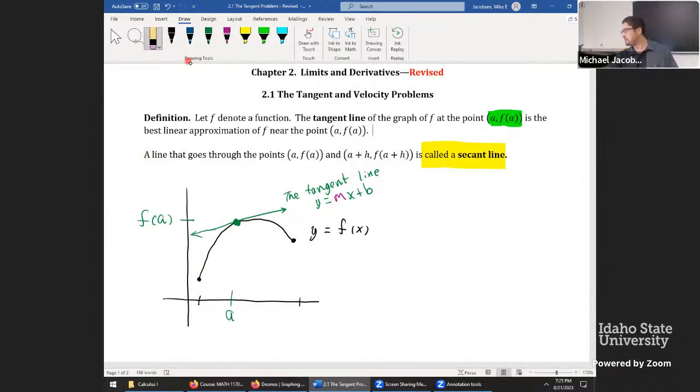Okay, so let's go next to the second portion of the definition. It says a line that goes through a, f of a, that's this point here, and now a plus h, f at a plus h, is called a secant line. So here's what's new when we say secant line. It's this second part right here on the coordinates.